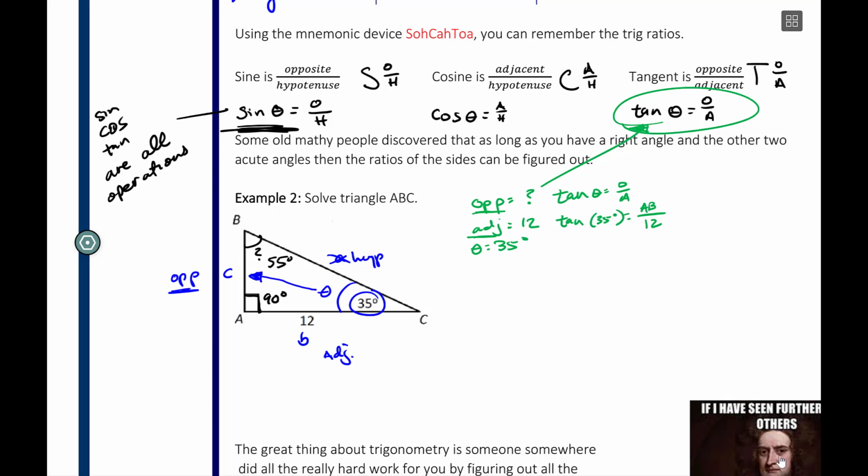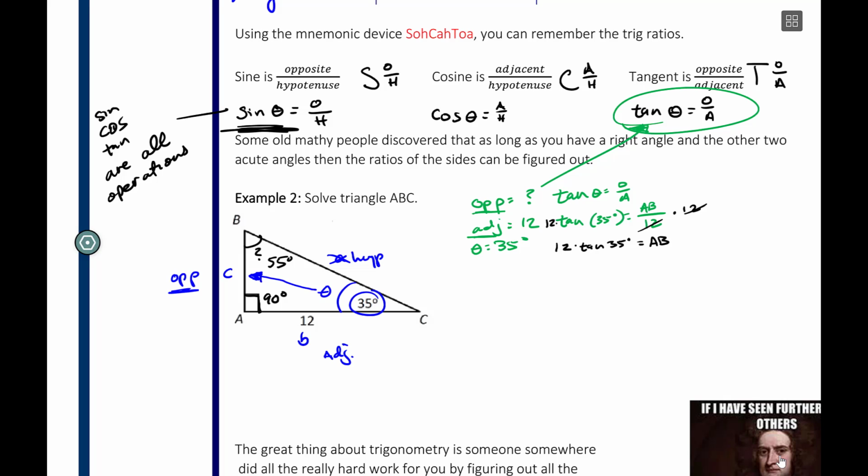So now we just need to do a little bit of algebraic rearranging here. I want to get AB by itself. So since I'm dividing that side by 12, I need to multiply both sides by 12 as well. Now I have 12 times the tangent of 35 degrees. And that's going to give me my side AB.